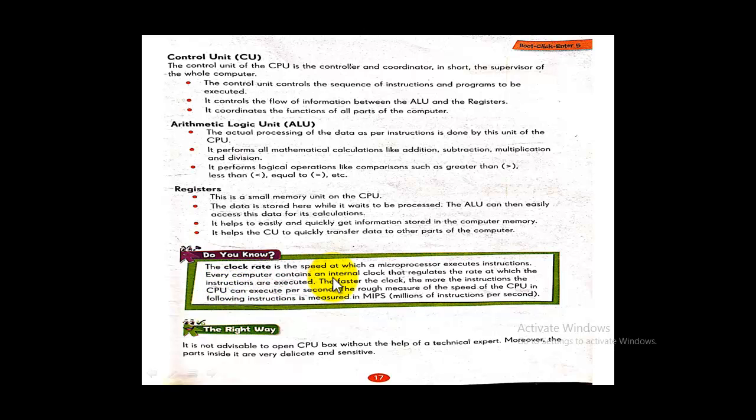Every computer contains an internal clock that regulates the rate at which the instructions are executed. The faster the clock, the more instructions the CPU can execute per second. The rough measure of the speed of the CPU in following instructions is measured in MIPS, that is, millions of instructions per second.